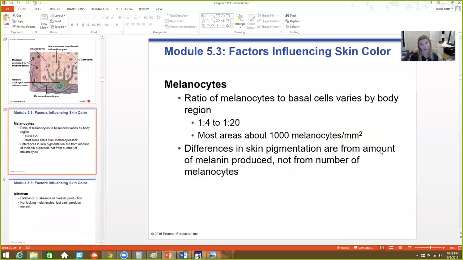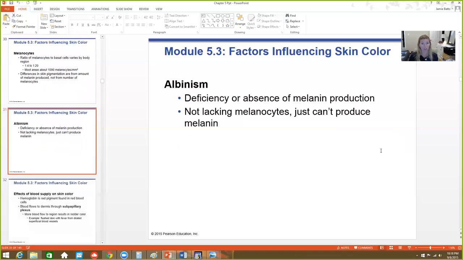Can be as much as a 1-to-4 ratio or a 1-to-20 ratio, 1 melanocyte for every 4 keratinocytes or 1 melanocyte for every 20 keratinocytes. So it, again, depends on your overall genetics. It's going to determine that. Differences in the skin pigmentation ultimately result from the amount of melanin that's being produced, not the number of melanocytes. We all have the same number of melanocytes. Some of us just make more melanin than others, and some of us transfer that melanin higher up, which is, again, why skin is darker.